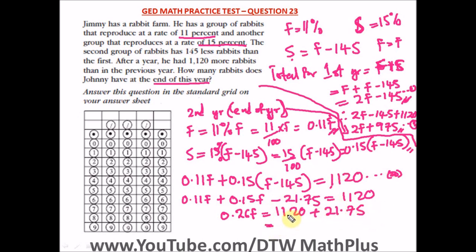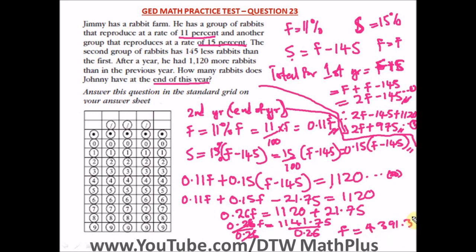So from here, what are we left with? This plus this will give us 1141.75. Then we have here 0.26F. So to get F, we divide both sides by 0.26. So let's divide by 0.26. Cancel. F will be what? Punch in your calculator, and F is going to be equal to 4,391.3. Okay, so this is what we're going to be left with, and definitely we have to approximate.